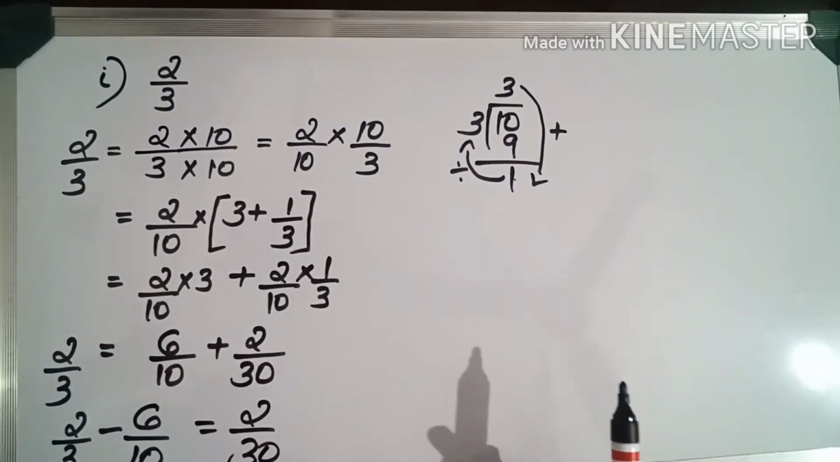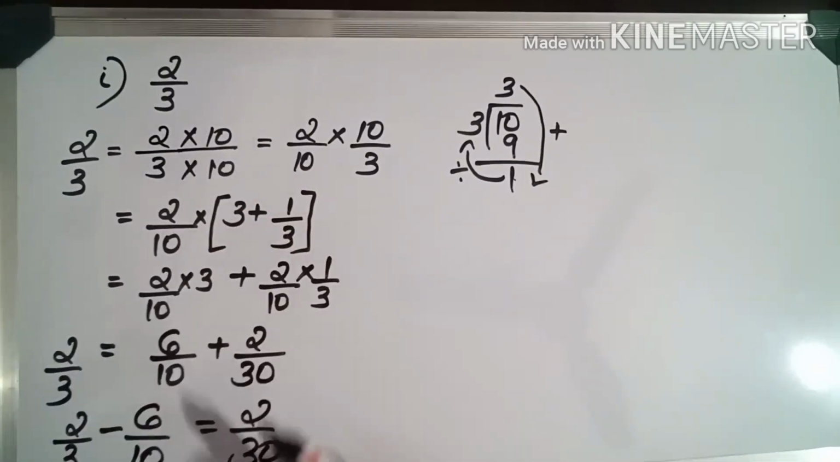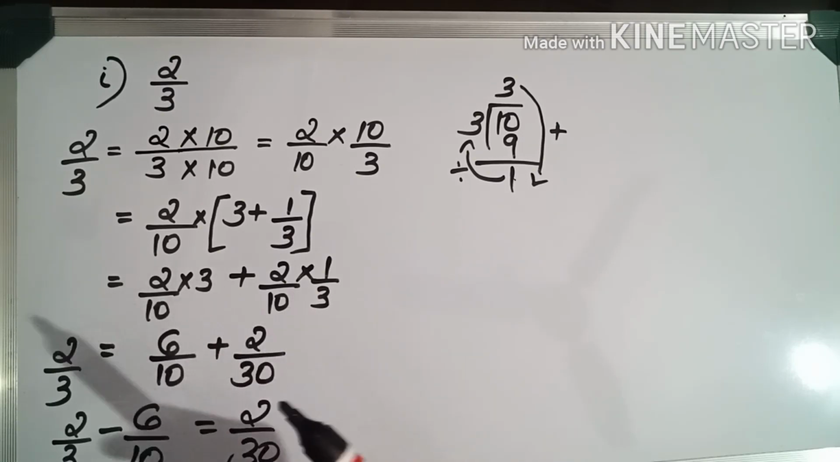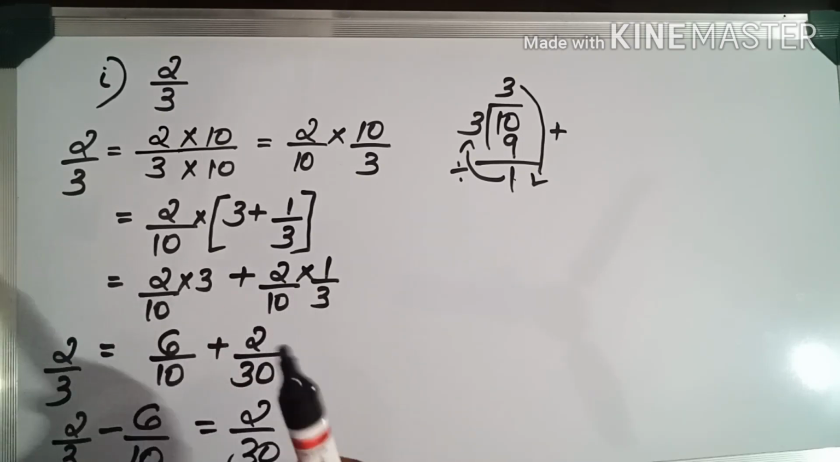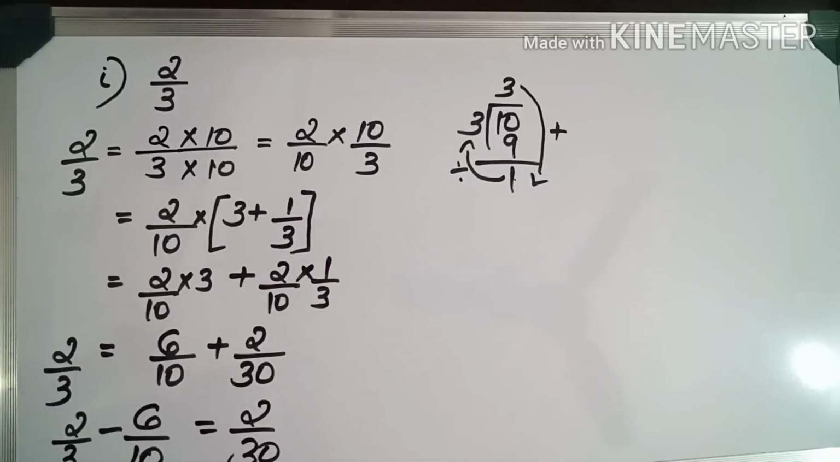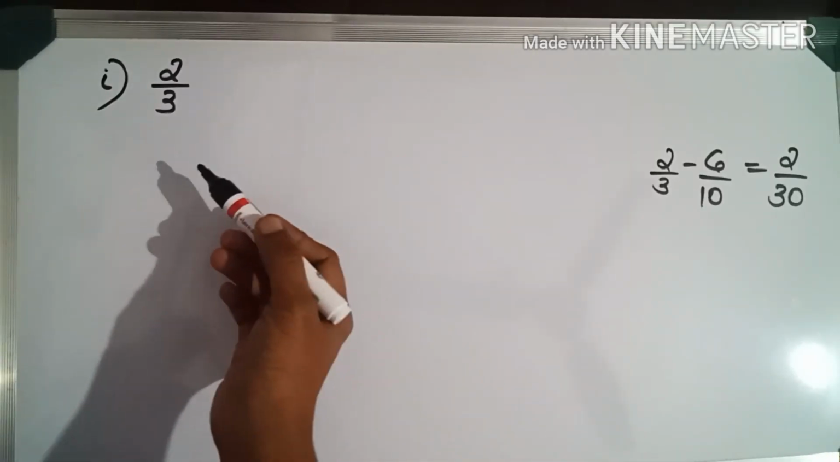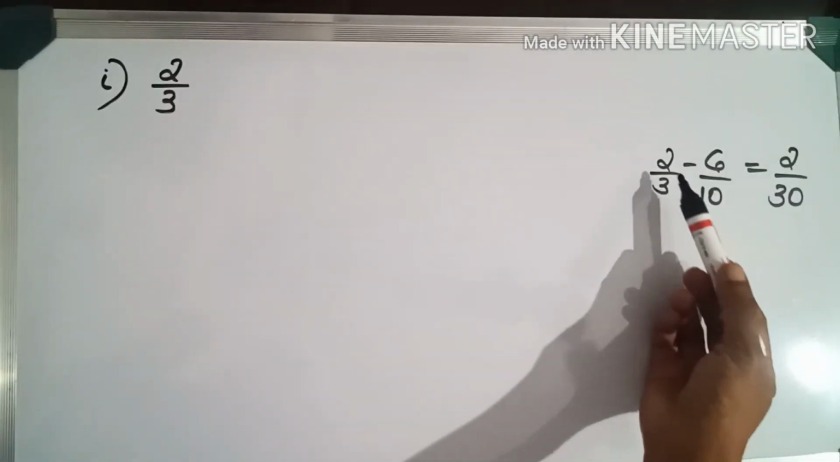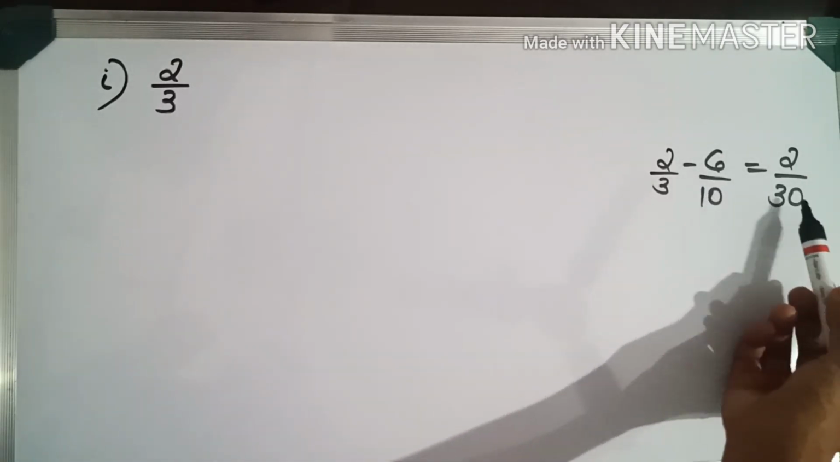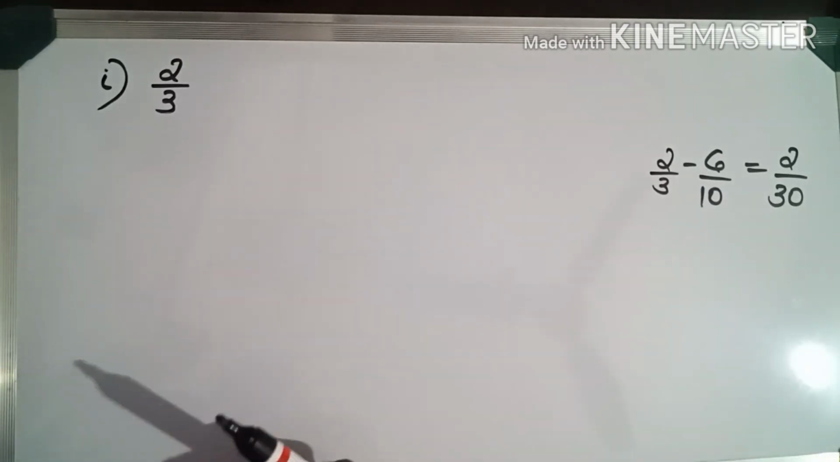Closer and closer to 10 is over. The same procedure you have to do with 100 and 1000. Now let's multiply with 100. So by multiplying with 10 we got this answer: 2 by 3 minus 6 by 10 equal to 2 by 30.